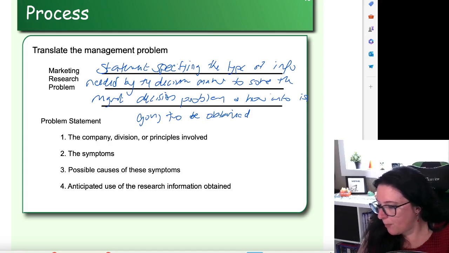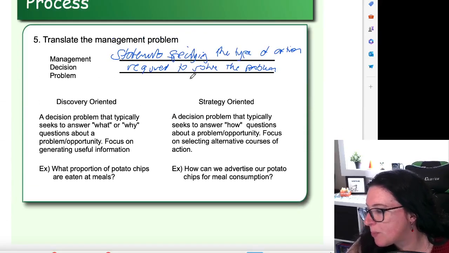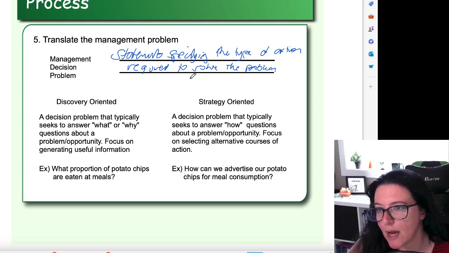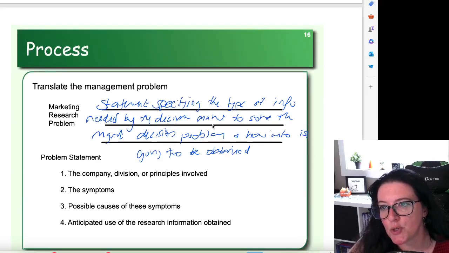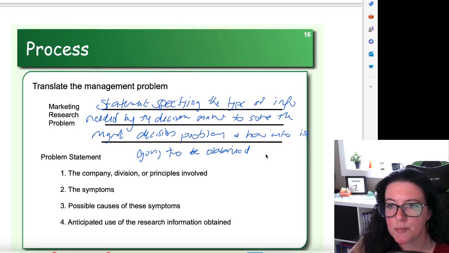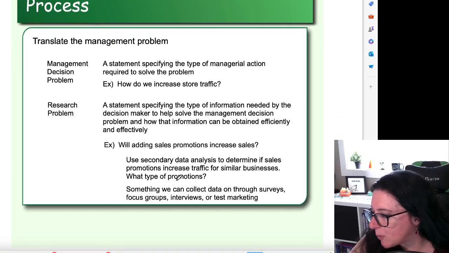So just to kind of help figure out what all these words really mean. So our management decision problem, right? Statement specifying the type of action required to solve the problem can be more discovery, what and why, or more strategy as to how. And we're going to convert this into a research problem, which specifies the type of information, how it's going to be obtained, and so let's look at how this would work.